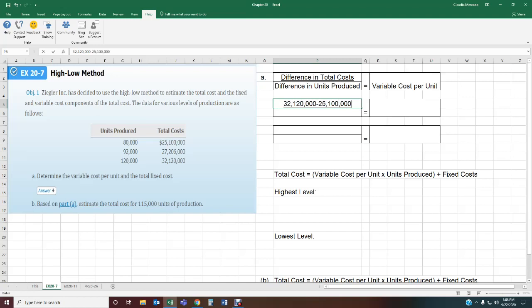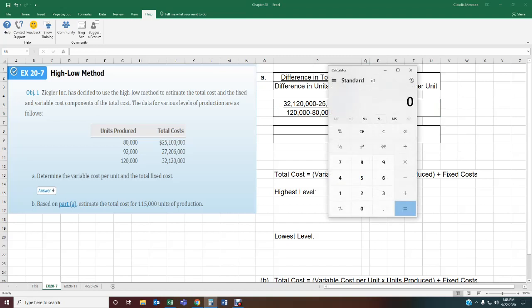Okay, and I'm going to divide by the difference in units produced for my high and my low. So my number of units for my high is 120,000 units minus my low, which is 80,000 units. Okay, and let's see what we get. So we're going to get our calculator.